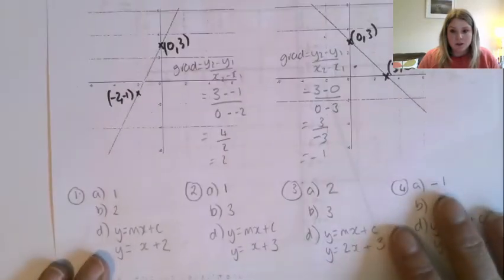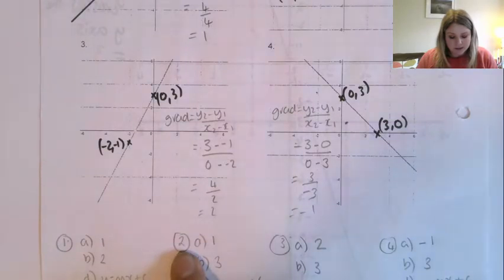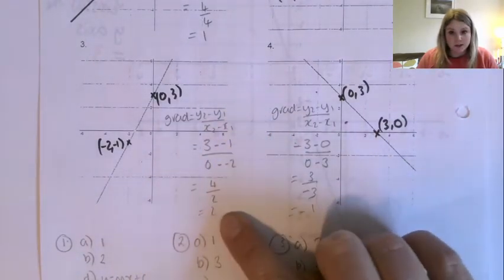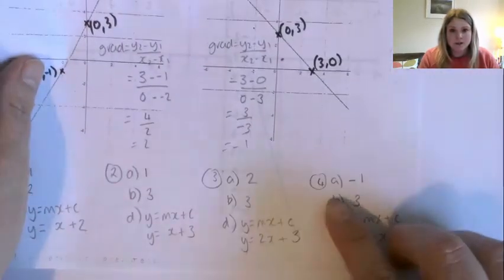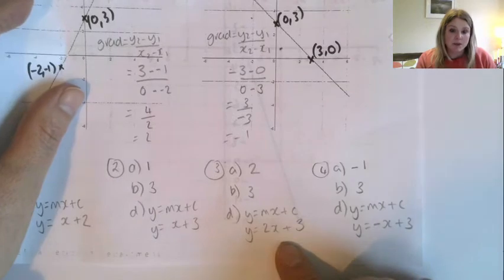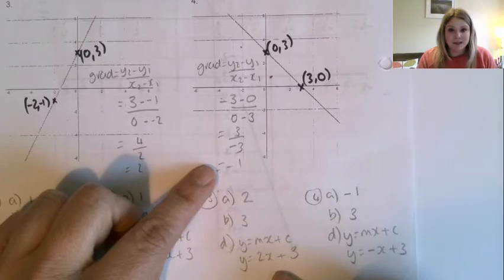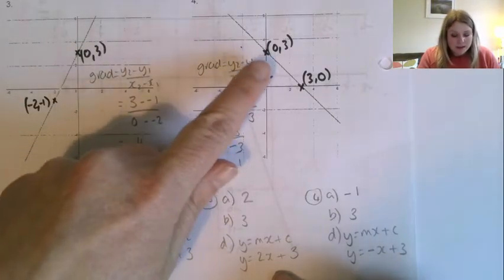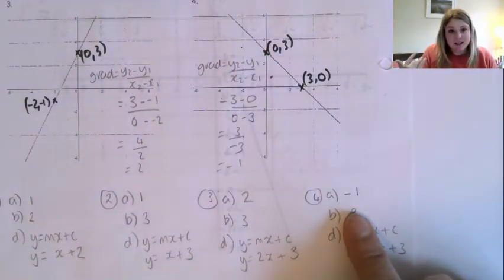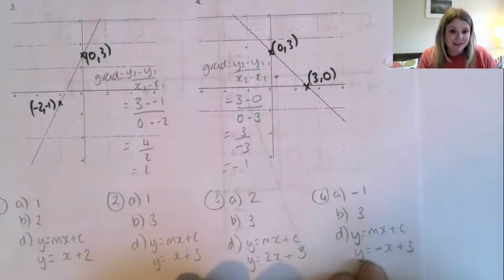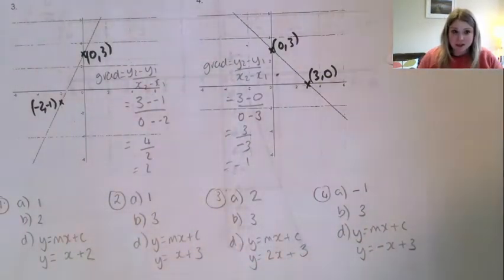Okay. Question 3. Here's my graph, and you can pause and look through my working out there, but you should have got your gradient to be 2. Crosses the y-axis at 3. So that means the equation of my line is y equals 2x plus 3. And then question 4, there's my working out. You should have got a gradient of minus 1. Crosses the y-axis at 3. So whenever I replace m and c with those values, I get y equals minus x plus 3. If you put y equals minus 1x plus 3, that's right as well.